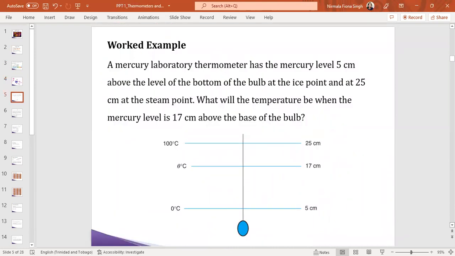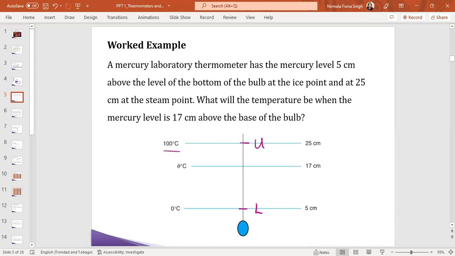All right, the work example is really, really simple. I don't think I need to go through this in depth, but we'll just skim through it really quickly. A mercury laboratory thermometer has a mercury level of 5 centimeters above the level at the bottom of the bulb at the ice point. So we already know where the ice point is, or our lower fixed point. And at 25 centimeters for your upper fixed point. So we know that the distance between these two, the lower and the upper, is 20 centimeters. And that 20 centimeters is going to represent 100 degrees Celsius.